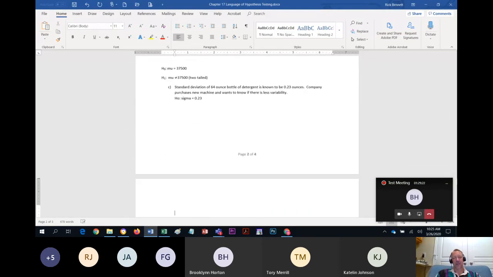Okay, let's do one more example here. The standard deviation of a 64-ounce bottle of detergent is known to be 0.23 ounces. The company wants to purchase a new machine. Dang it, I gave away the answer. And wants to know if there's less variability. What is the null hypothesis? Hopefully we'll pick up somebody that wasn't paying attention there.